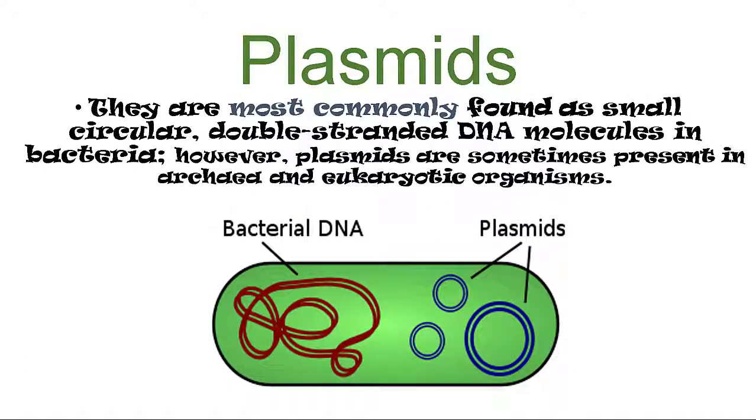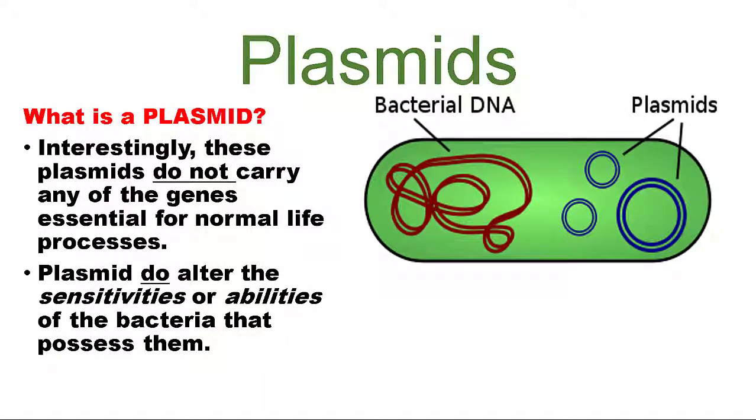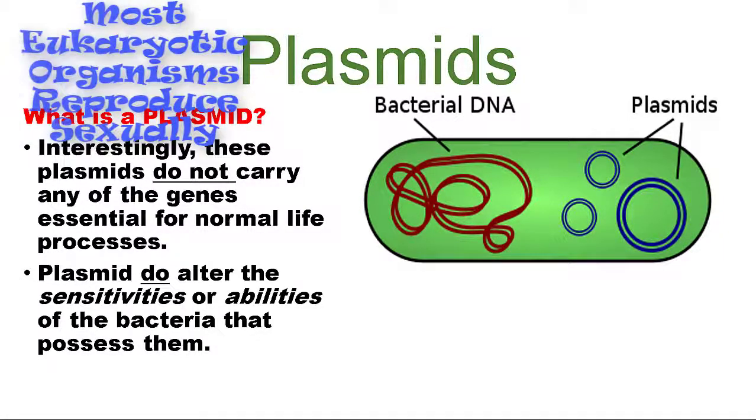Plasmids are most commonly found as small, circular, double-stranded DNA molecules in bacteria. However, plasmids are sometimes present in archaea and eukaryotic organisms. Interestingly, plasmids do not carry any essential genes that are needed for normal life processes. Plasmids do, however, alter the sensitivities or abilities of bacteria that possess them.